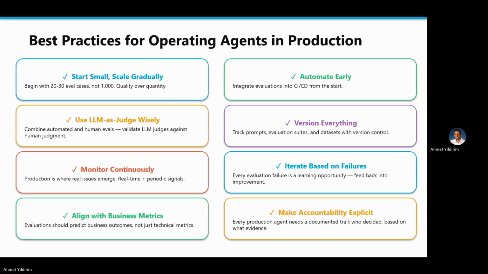So quality matters far more than quantity. A small, well-curated set that reflects your highest risk scenarios will catch more issues than a sprawling suite of test cases which nobody maintains. Then the second one is automating early.